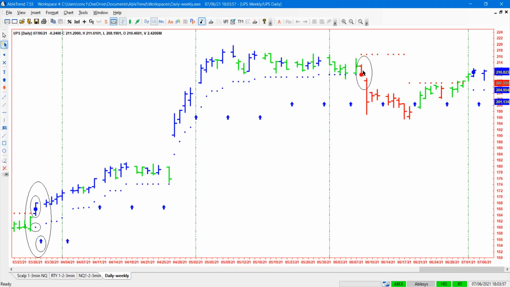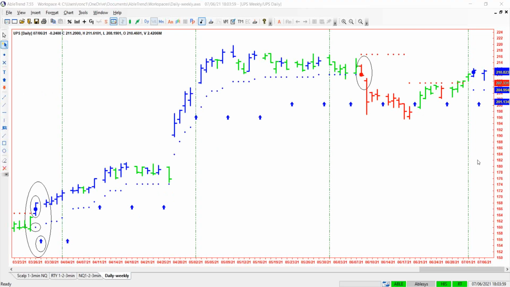And then over here, we have the sell signal. Red means sell, blue means buy. Let's just keep it simple. This is the simple beginner webinar.